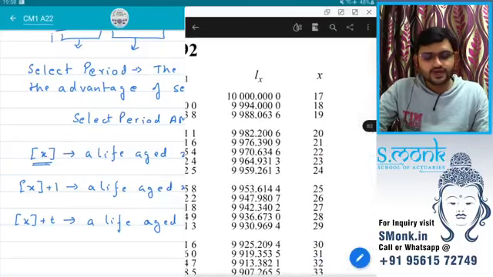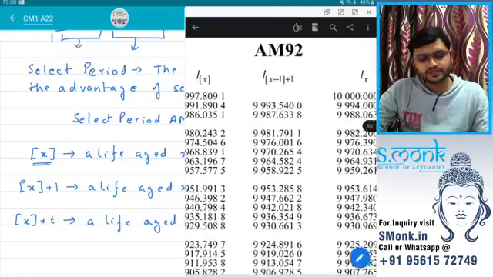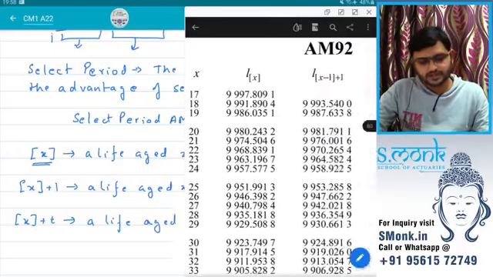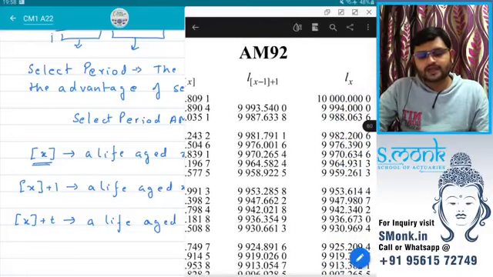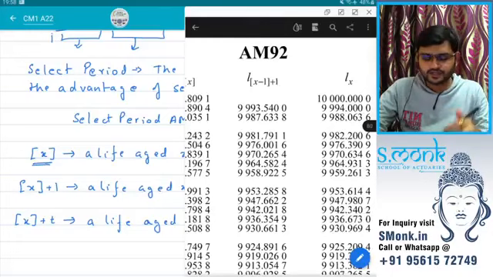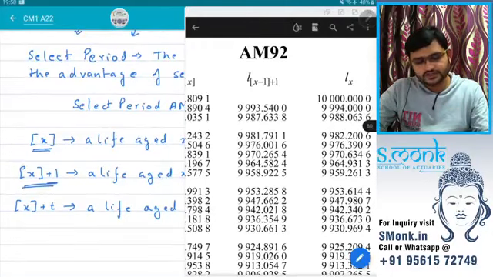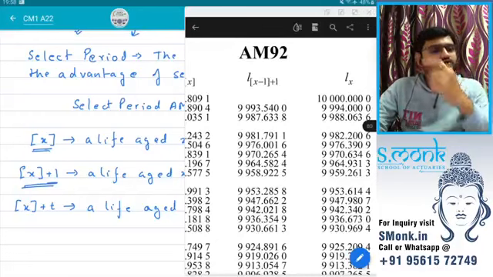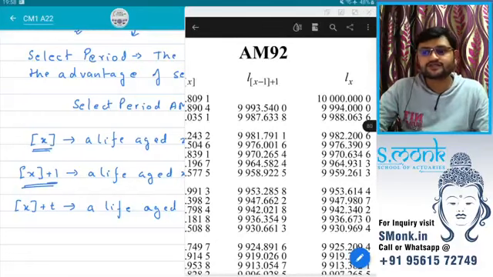So LX was for ultimate mortality where there is no selection. L bracket X is for selection at age X and the person is at age X. L bracket X minus 1 plus 1 is for a person who is still at age X. The person is at age X but selected 1 year ago, selected at age X minus 1. So if the person was selected 1 year ago, then we will use this.